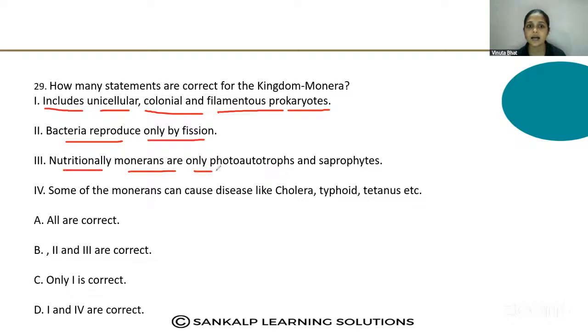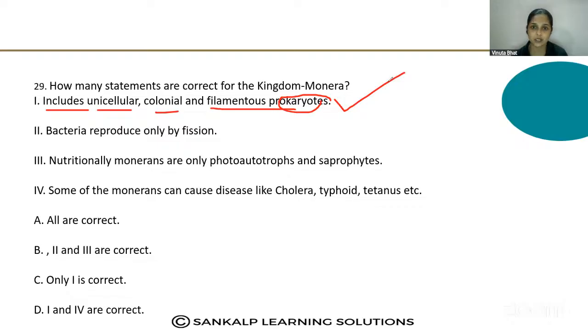Nutritionally, monerans are only photoautotrophs or saprophytes. Some of the monerans cause disease like cholera, typhoid, and tetanus. Here, read the statement carefully. Monerans include unicellular, colonial, and filamentous prokaryotes. Yes, Monera includes the prokaryotic organisms. That is the correct statement.